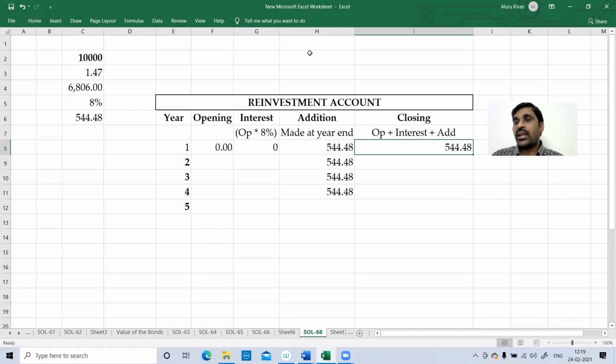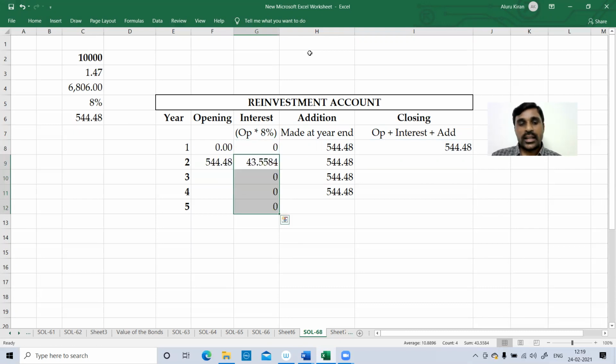So first year ending I'm receiving coupon from the company, and first year ending only I'm reinvesting. So first year ending is nothing but second year opening. So second year I'll receive interest. Okay, so this will be the closing.